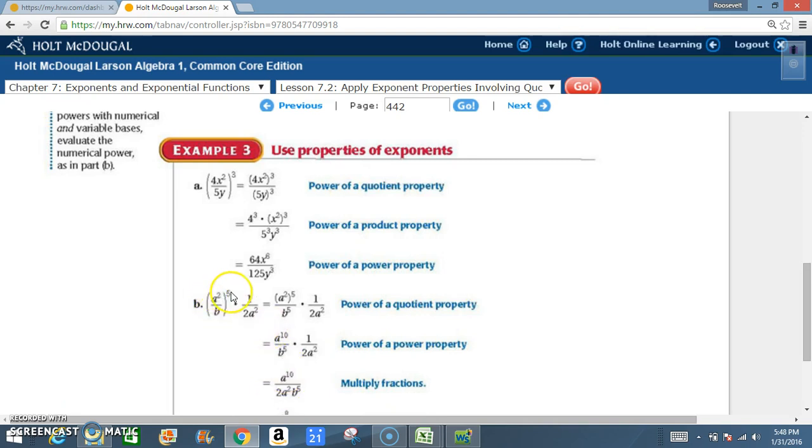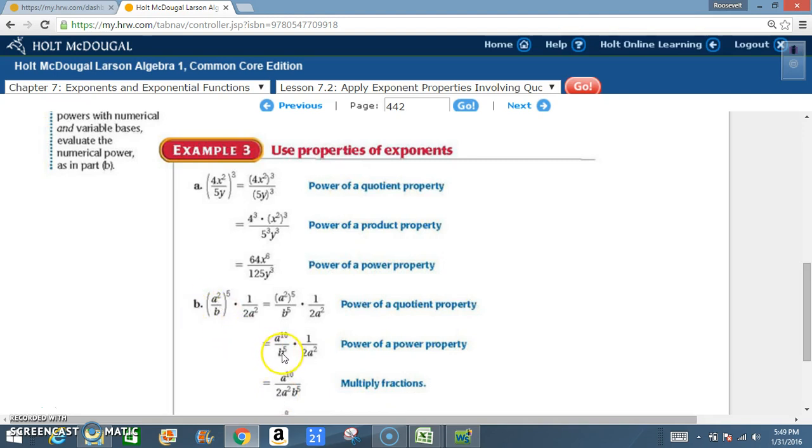A to the 2nd raised to the 5th is a to the 10th. We multiply. B to the 1st raised to the 5th, 1 times 5, is b to the 5th. Times what we have over here, 1 over 2 times a squared. Now, what is a to the 10th times 1? A to the 10th. What is 1, there's a 1 in front of that b, times 2? That is equal to 2.